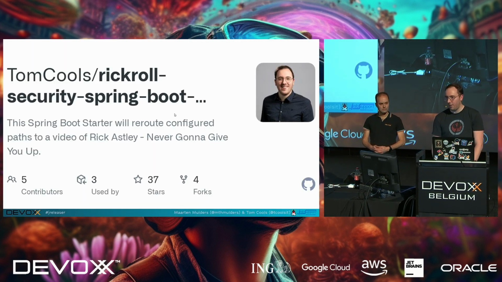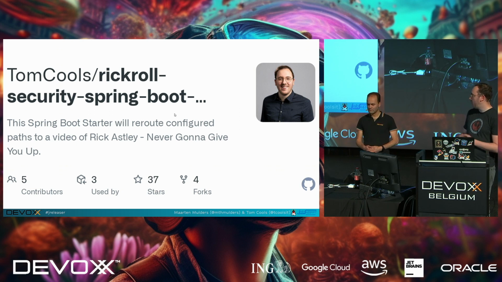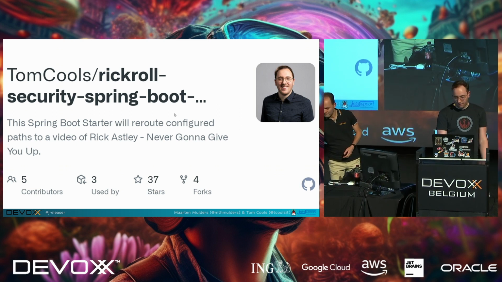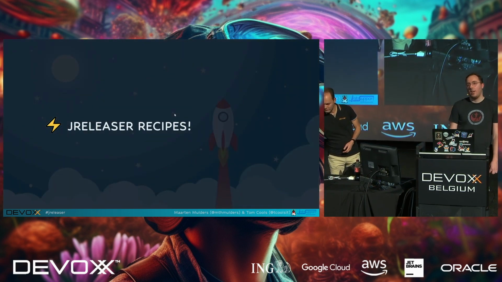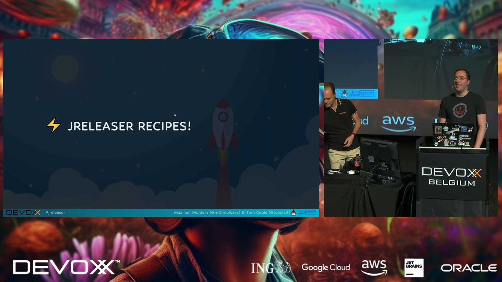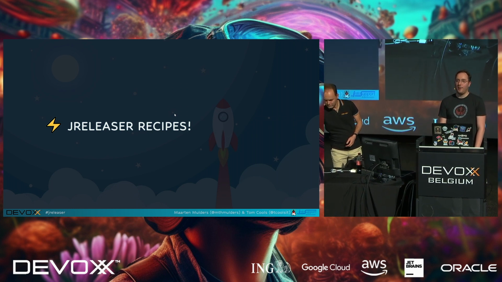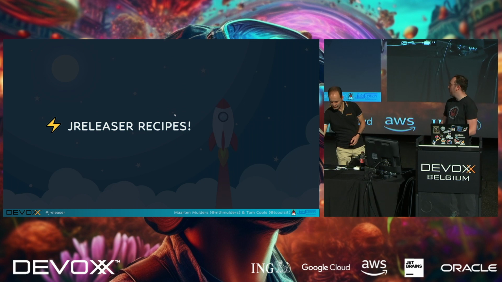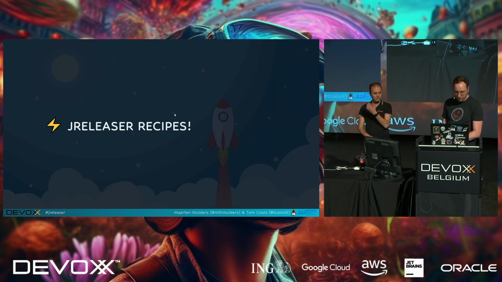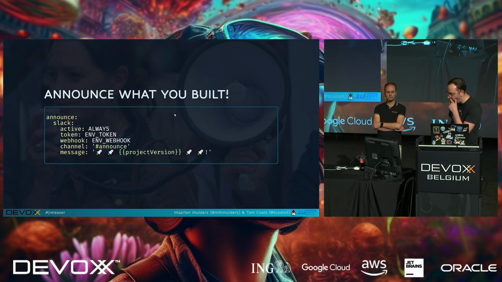So that's basically it. Very little configuration for actually a big result. Now, if you think, yeah, Tom, but I'm not doing anything publicly, there are a few recipes that I wanted to share with you that you could do with JReleaser, just to show you what's really inside the box. The first thing, I kind of mentioned it, is announcing. Just announce what you built.